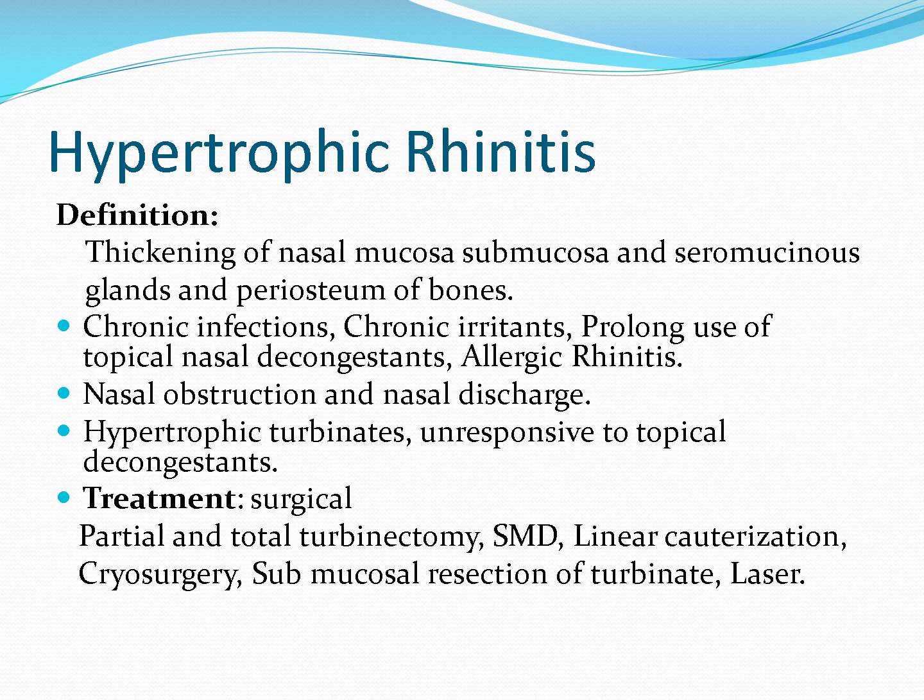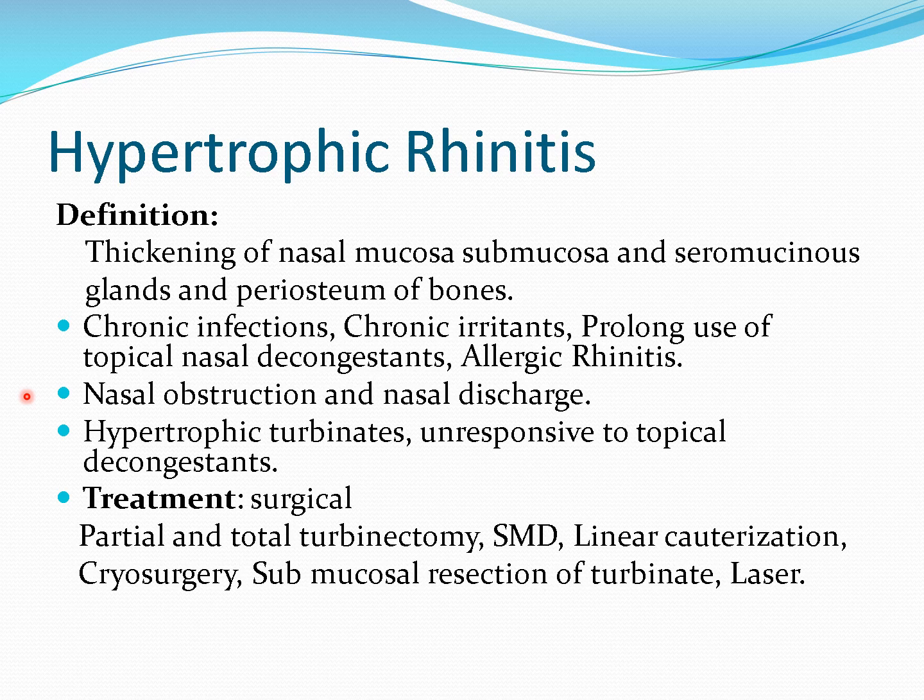Hypertrophic rhinitis is the thickening of nasal mucosa, seromucinous glands and periosteum of the bones. It is usually seen in chronic infection, chronic irritation, and prolonged use of topical nasal decongestants such as xylometazoline. This condition is called rhinitis medicamentosa. Allergic rhinitis can also lead to hypertrophy of the mucosa. So there will be hypertrophy of the middle turbinate and also the inferior turbinates.